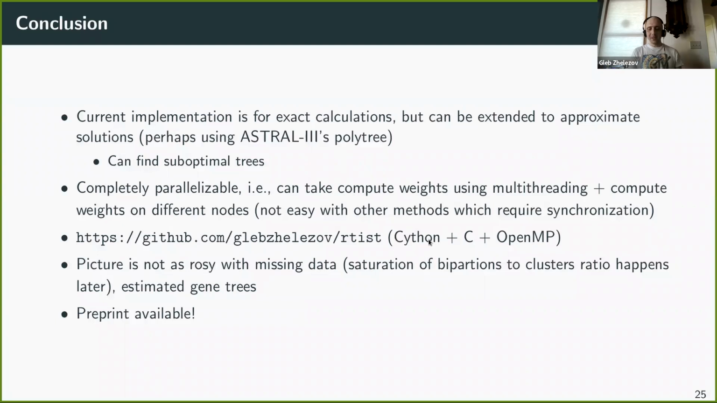Empirically, the number of calculations that you do exactly for 18 taxa is very close to the number of calculations you do in the approximate case in ASTRAL 3 with any empirical data set with hundreds of taxa. So I think there's some potential there. Some benefits are that it's completely parallelizable. So you can compute weights in parallel or on different nodes.